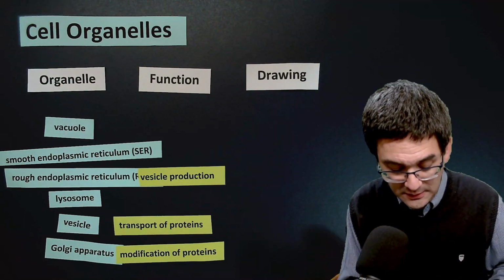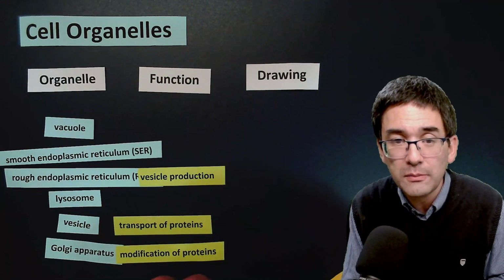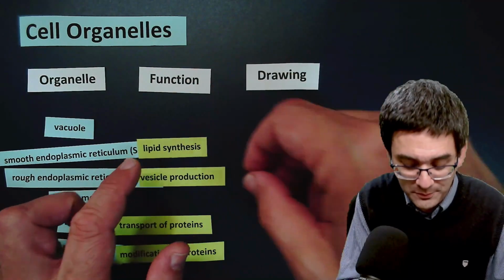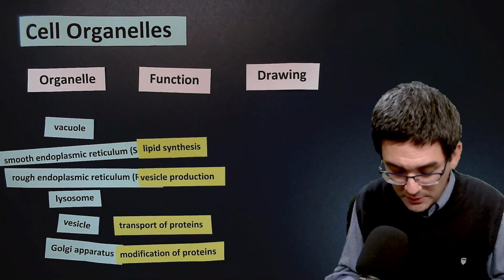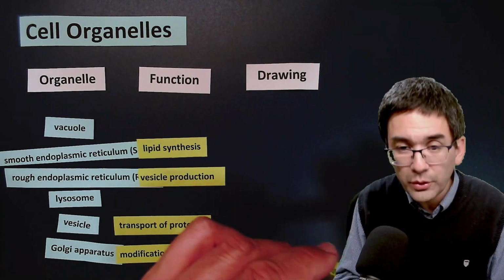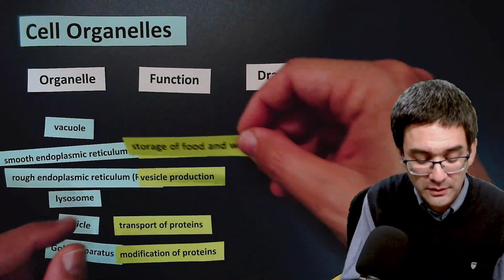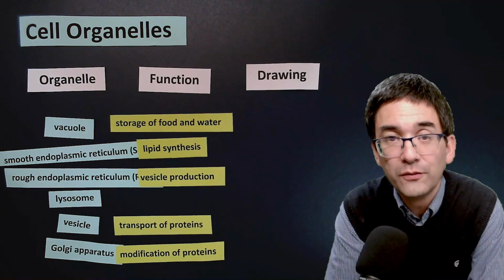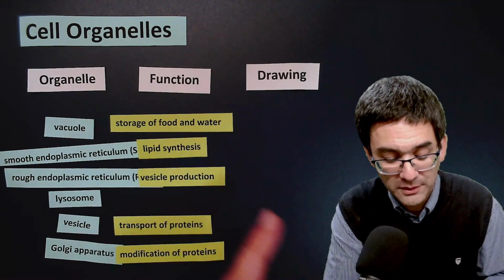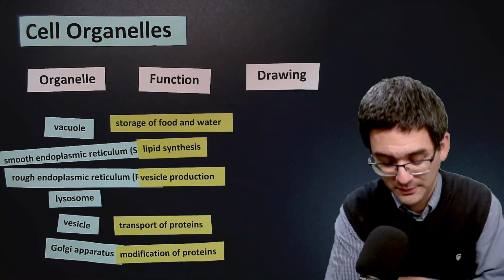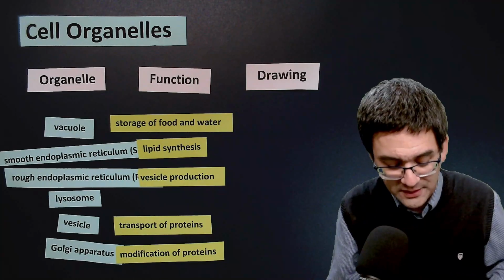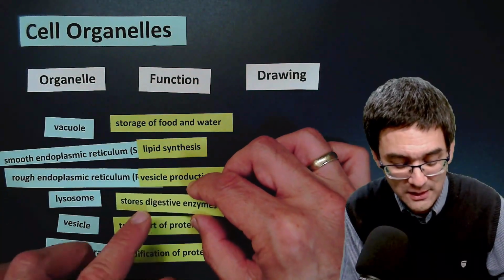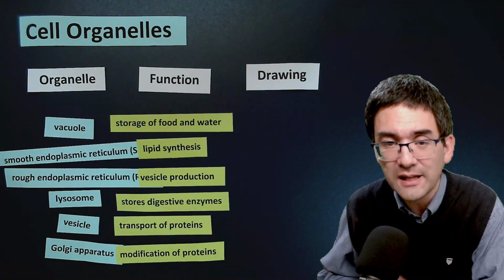Lipid synthesis. The cell needs to make lipids, and this is the task of the smooth endoplasmic reticulum. Okay, over here, storage of food and water. Yeah, this is the vacuole, and remember, a plant cell has a large central vacuole for storing water. Okay, but there are also food vacuoles possible. And lysosomes, this is something that is found in animal cells, not plant cells, and this stores digestive enzymes here.